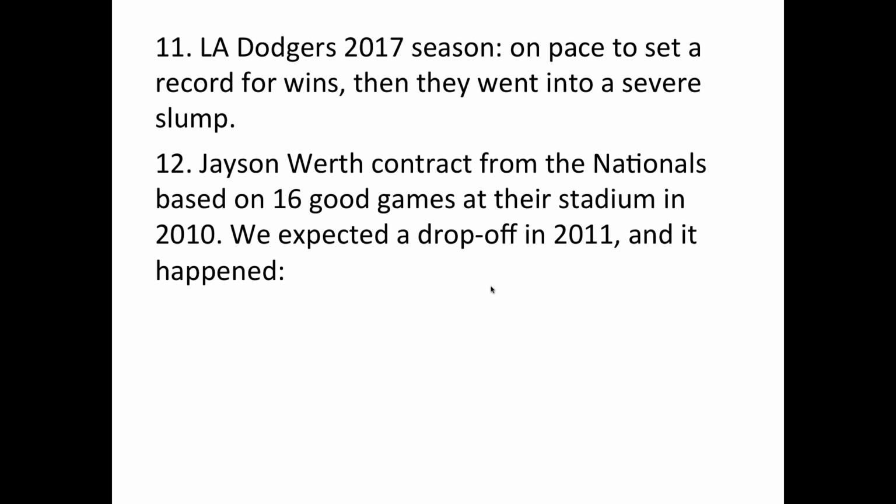I like the Jason Werth example. Joe Posnanski, one of my favorite authors, noticed some years ago when the Washington Nationals gave Jason Werth a huge contract. Posnanski is not a statistician, not a mathematician, he's an author. He's a good author. He's not a math guy, not a stats guy, but he understands variability. Jason Werth played 16 games at the Nationals Stadium when he was on the Phillies, and had 16 good games. The Nationals thought, wow, this guy is really good at hitting the baseball in our stadium. Let's give him a boatload of money because he's really good at our stadium. We'll have him play at our stadium all the time. We're making him part of our team.